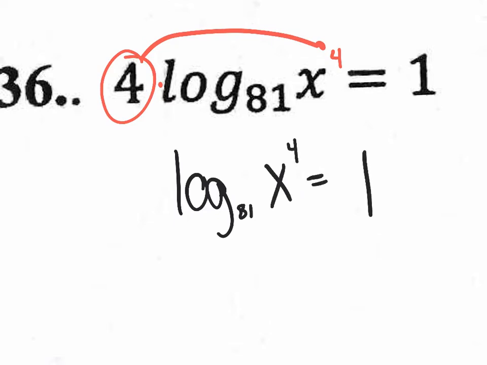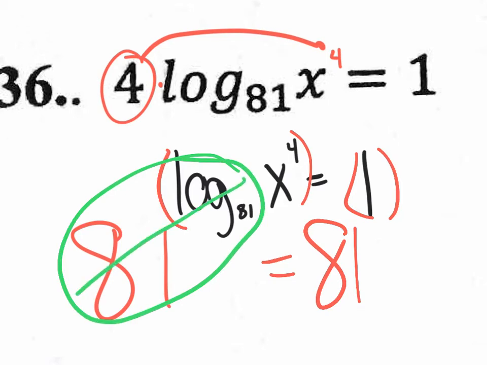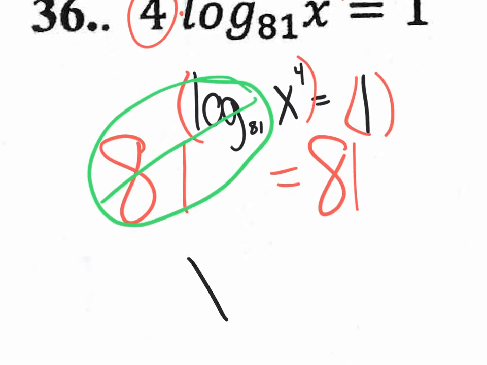Now, how do we get rid of log base 81? By raising it to become the power of base 81. So what we really have here is 81 to this whole power equals 81 to the power of 1, which is just 81, right? So 81 to the power of log base 81, that eliminates, and the x to the 4th comes right down. So we have x to the 4th equals 81 to the 1 power, which is 81.